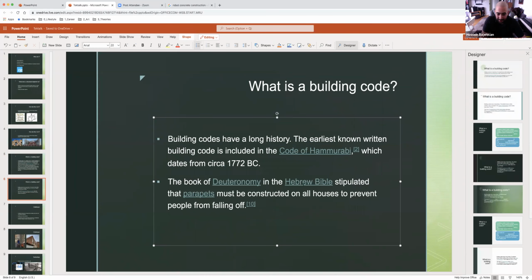A little history: I found it interesting that building code was mentioned in the Bible. For instance, parapets at the roof need to be constructed so people don't fall off the roof, which sounds so simple, but sometimes that gets overlooked.